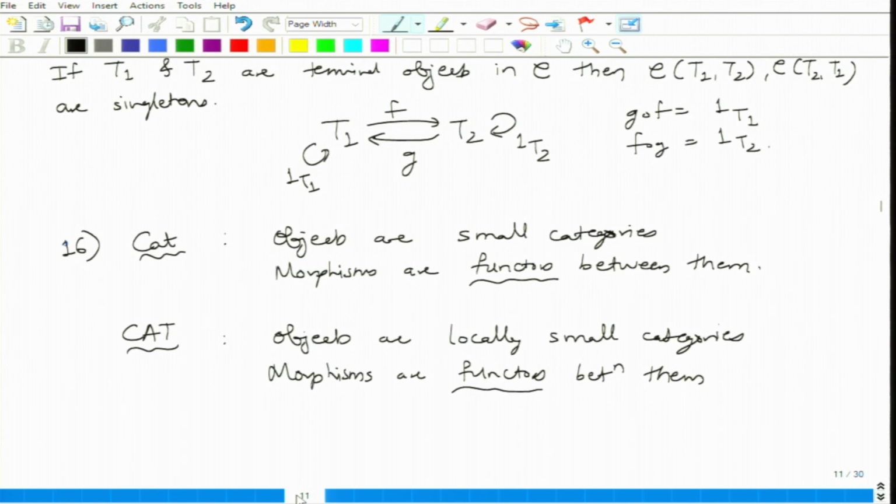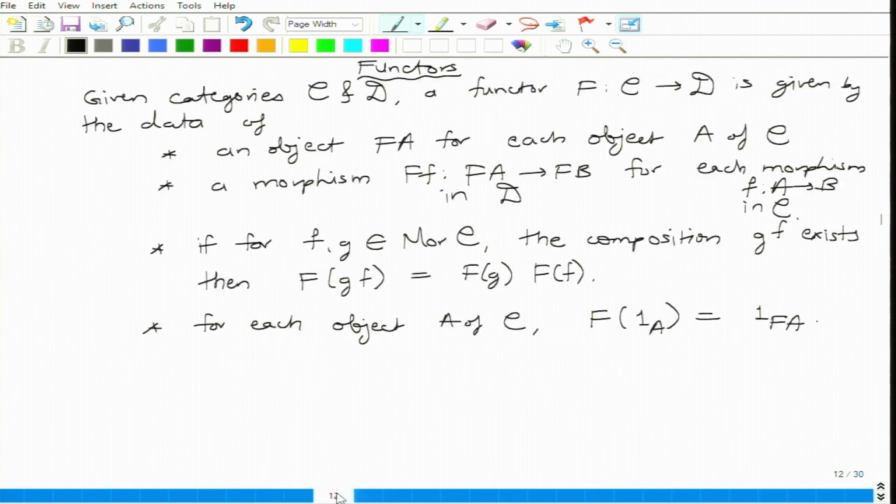So it's simple. Therefore there is no Russell's paradox here. The collection of all categories, here we are talking about small categories or locally small categories, will again be a category, and that's important. And functors are ubiquitous. Get used to this word. Ubiquitous means present everywhere, omnipresent. They are present in all areas of mathematics.